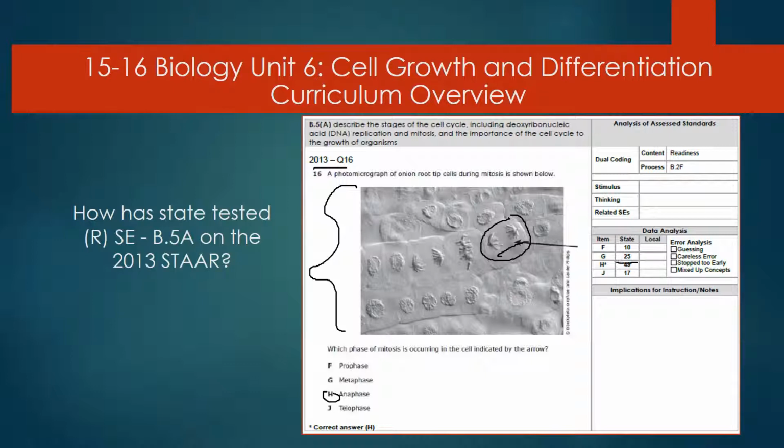And you can see that the students in the past have had some difficulty identifying the difference between G, which is metaphase, anaphase, and telophase, and also prophase. So we want to make sure that we're doing different various activities, and the students are seeing it in different ways, not just one way, because they can see it in different ways on the assessment. So we want to give them different opportunities to see different visuals and different models of the cell cycle.